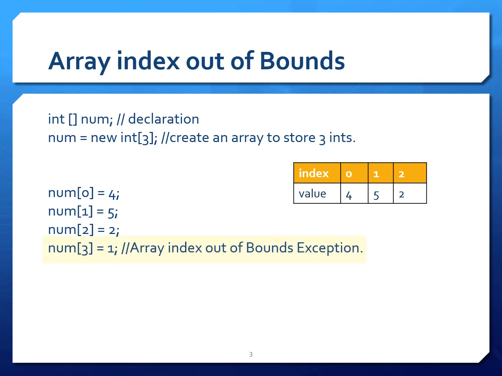In this example, the array size is 3. So the maximum index is 2. If we use an index 3 to access the array item, it will throw array index out of bound exception.